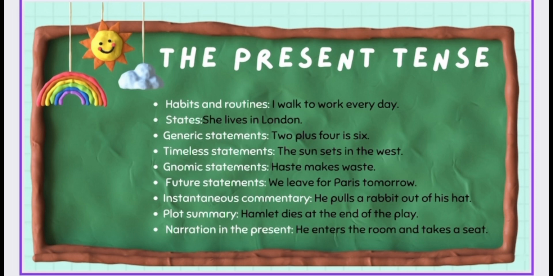Gnomic statements: the present tense is used to make proverbial statements or words of wisdom. Haste makes waste. Future statements: the present tense can be used to talk about future events that are certain or planned. We leave for Paris tomorrow.